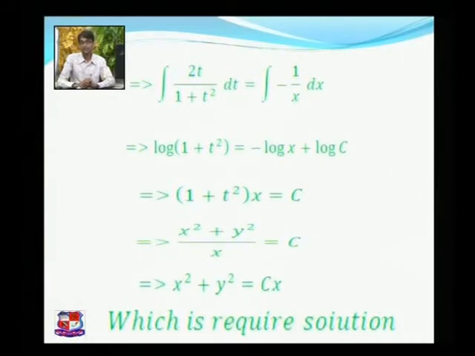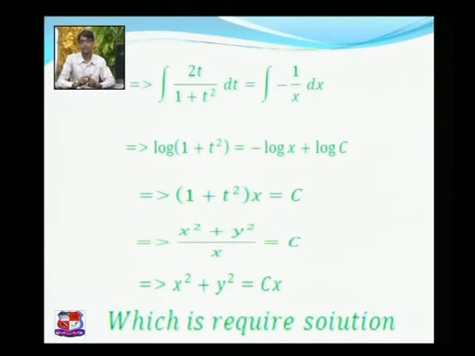To integrate this term, we see that on the left hand side, the function of t has 1 plus t square in the denominator, and its differentiation is 2t, which is in the numerator. That means the differentiation of the denominator function is in the numerator. So we know that the integration of f dash t upon f t into dt is equal to log f of t.